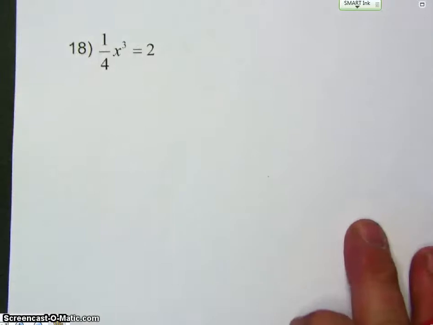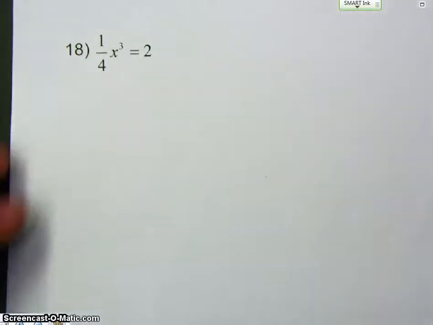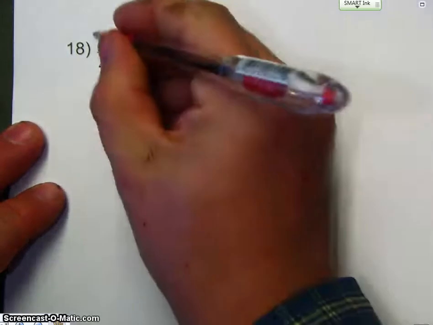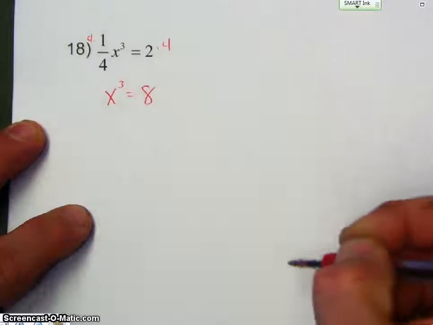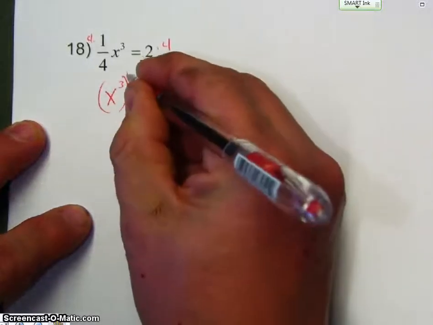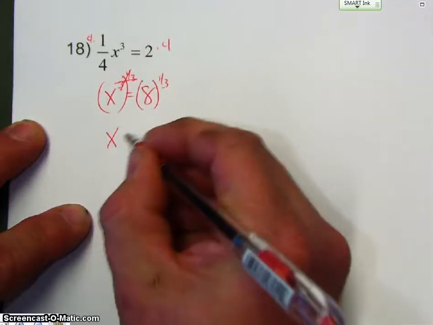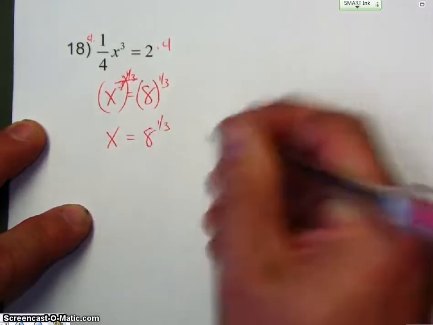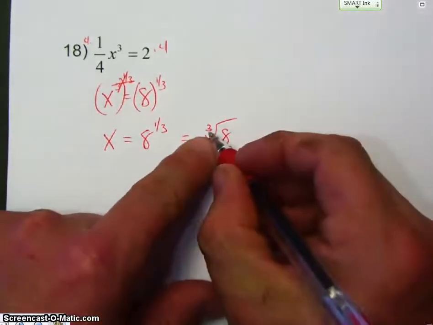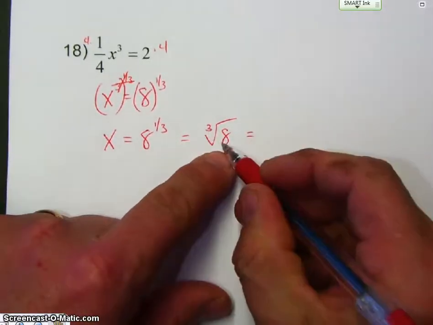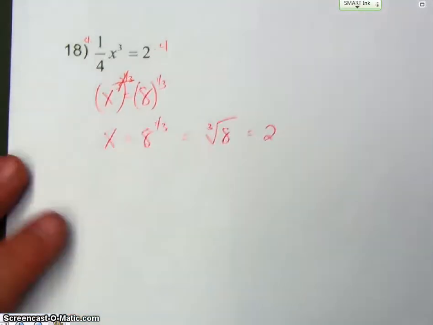What I want you to do is pause the video, try number 18, and when you're done, hit play and check your answer with mine. First, I'm going to multiply both sides by 4. Then raise each side to the inverse, which is 1/3. This cancels out, so we're left with x equals 8 to the 1/3. In other words, what is the cube root of 8? Since this is odd, I'm going to have one answer, and since it's positive, it's going to be positive. So the cube root of 8 is 2. You can use the calculator if you want.